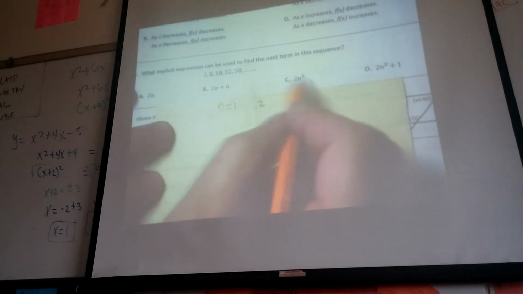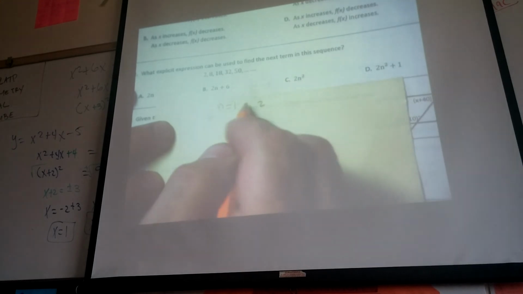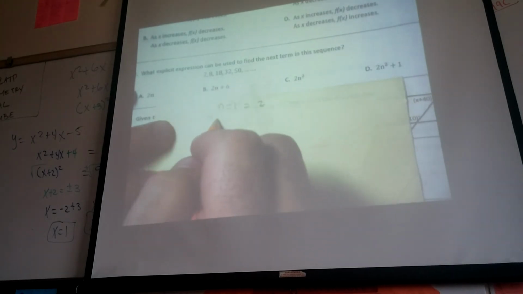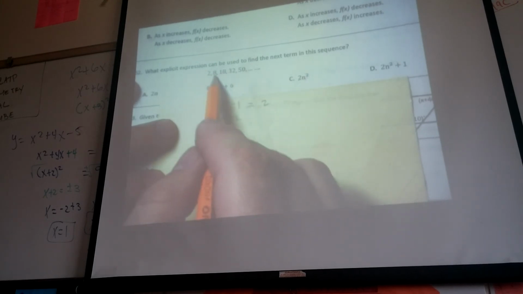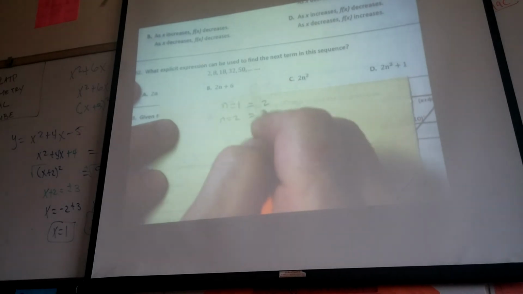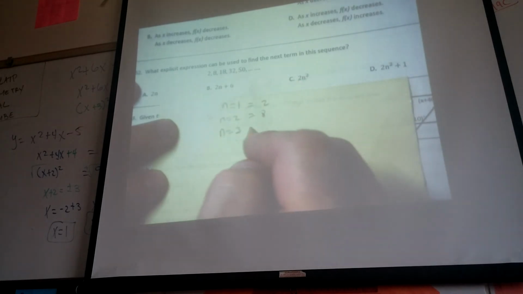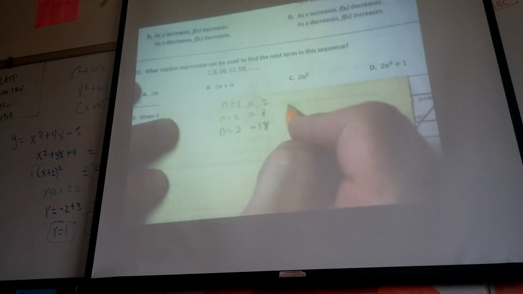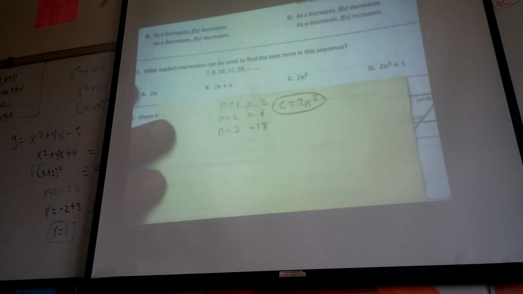When n is 1, 1 squared is 1. 1 times 2 is 2. That's this one. When n is 2, what happens? 2 squared is 4. 4 times 2 is 8. When n is 3, 3 squared, 3 times 3 is 9. 9 times 2 is 18. So the answer is going to be C. 2n squared. That's the formula we're using, letter C.